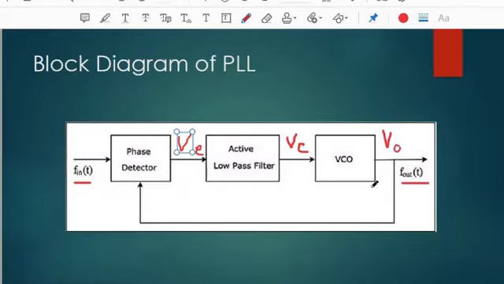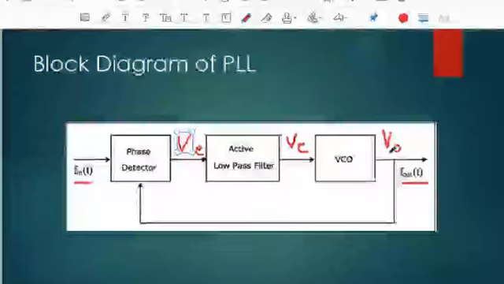Therefore, the VCO has three states. One is free running, the second one is capture state, and the third one is phase lock. In the free running state, in the absence of an input signal, the VCO will generate an output waveform corresponding to the voltage available at pin number 5 of the VCO. This state is called the free running state.